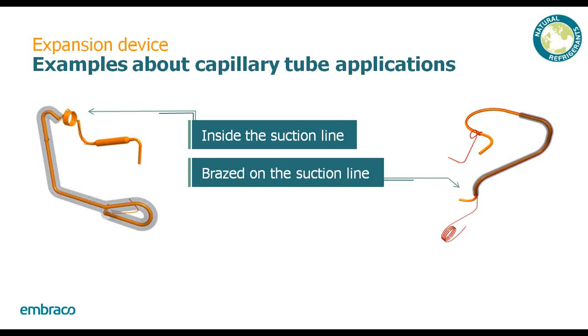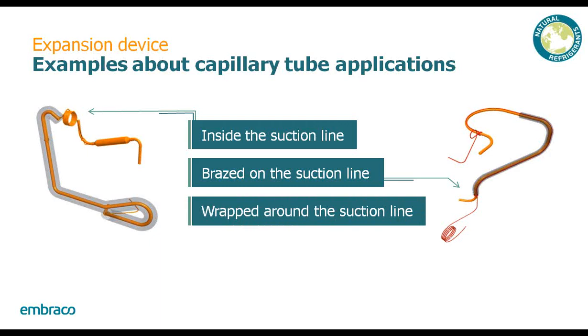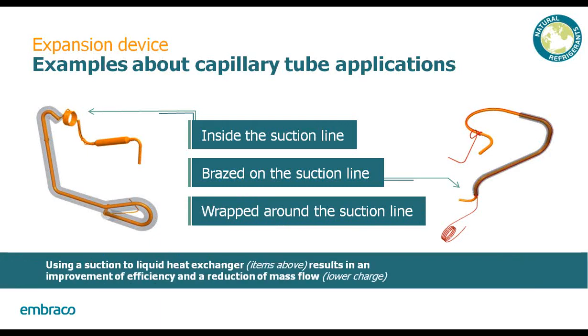The other option is to braze the line along your suction line, and it has a similar impact, though not quite as good. And finally, the capillary tube could be wrapped around the suction line and brazed on that way, or just hung loose. It's not as effective, but it does provide a little bit of additional superheat and subcooling as compared to not having that in the system. All of this results in an improvement of efficiency and a reduction in mass flow. And this reduction in mass flow will enable you to lower the charge of your system.